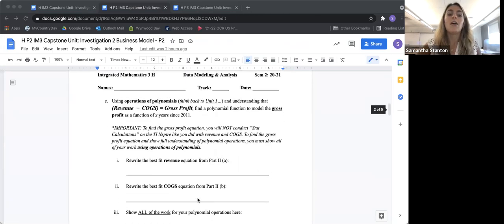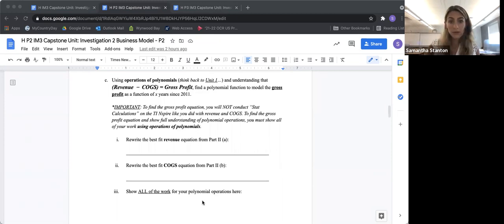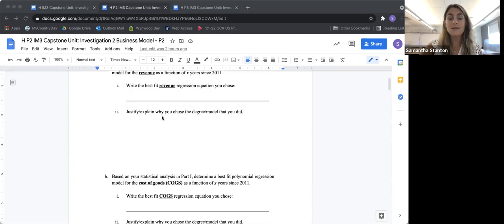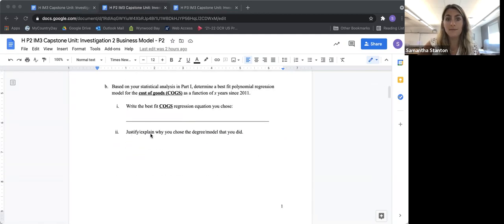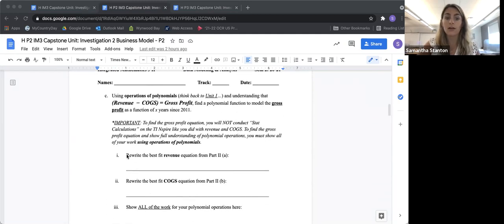And from there, you're going to go ahead and explain why you chose the model or the degree that you did. From there, when you get to part C, this is where things get a little bit more complicated and more cumulative. So you need to go back and think all the way back to unit 1 about how we use operations of polynomials to be able to find the gross profit regression equation. So what you're going to do is you will take your revenue equation, the one that you found up here in A, and you will take your cost of goods sold equation, which you found in B, and you will write them both here in I and double I, so 1 and 2.